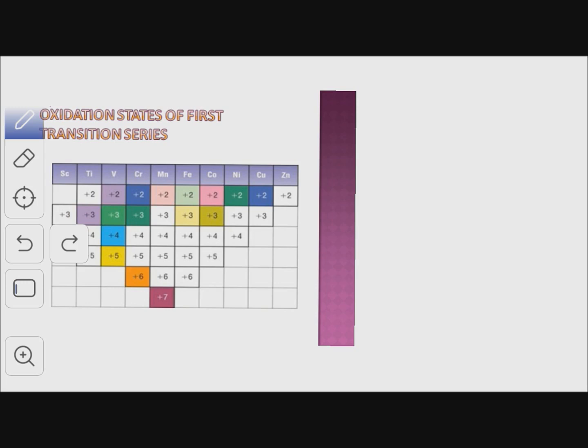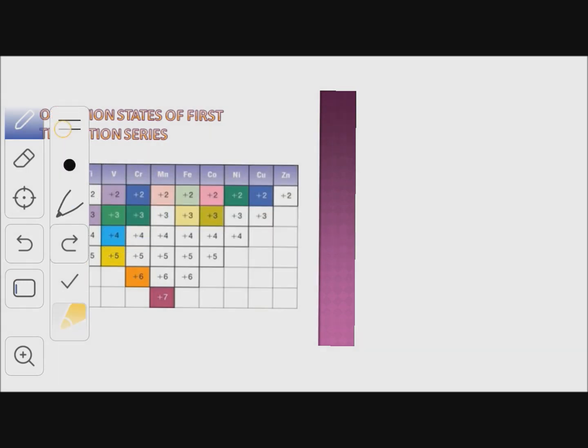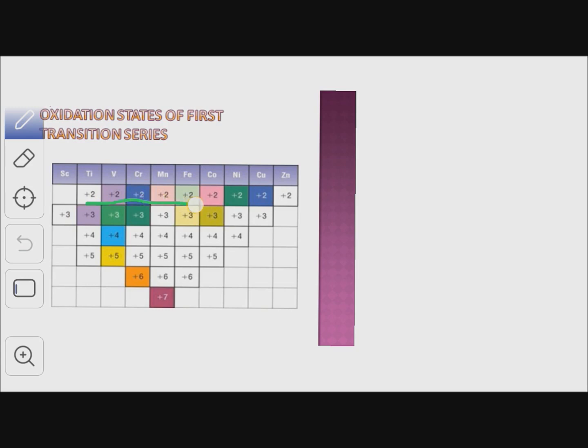And the most common oxidation state for the first transition series is +2. This is due to the loss of ns2 electrons, and also +3.